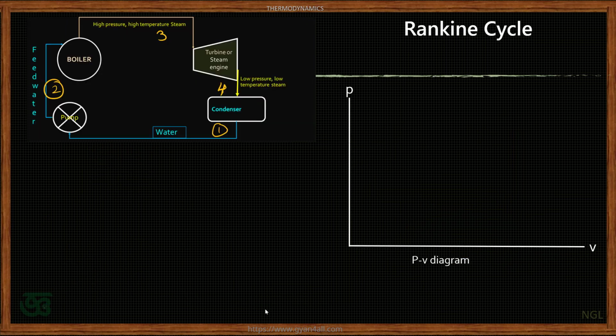Now let us draw a PV diagram for this thermal power plant. I think you are already familiar with this line, which is called the saturation line.